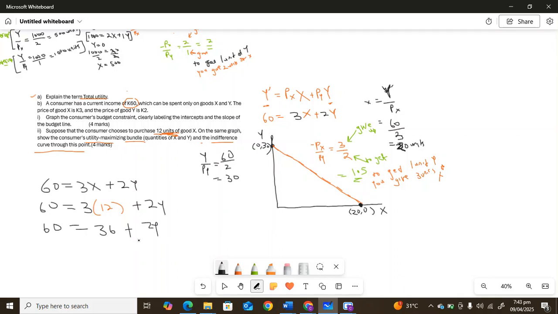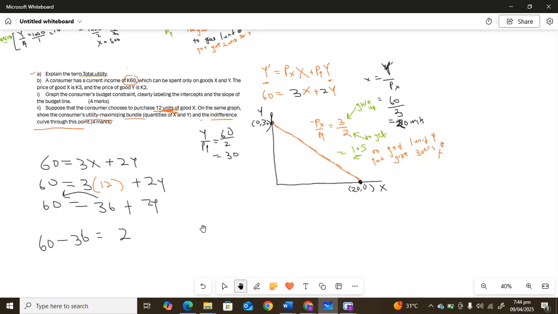We need to isolate y. So this 36 crosses over. 60 minus 36. What do we get when we subtract 60 minus 36?